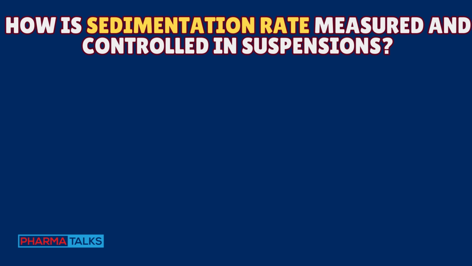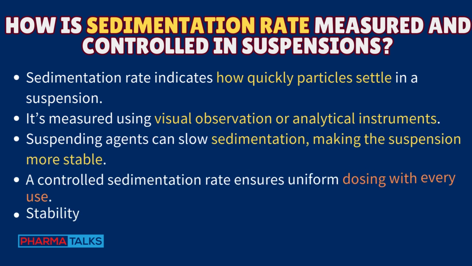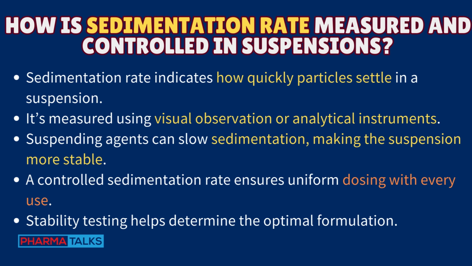How is sedimentation rate measured and controlled in suspensions? Sedimentation rate indicates how quickly particles settle in a suspension. It's measured using visual observation or analytical instruments. Suspending agents can slow sedimentation, making the suspension more stable. A controlled sedimentation rate ensures uniform dosing with every use. Stability testing helps determine the optimal formulation.